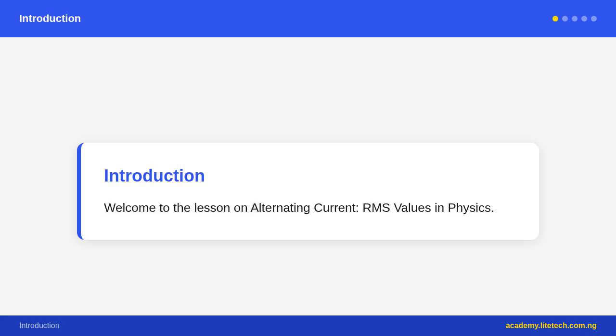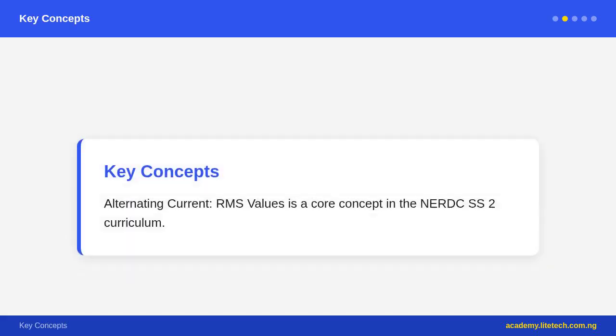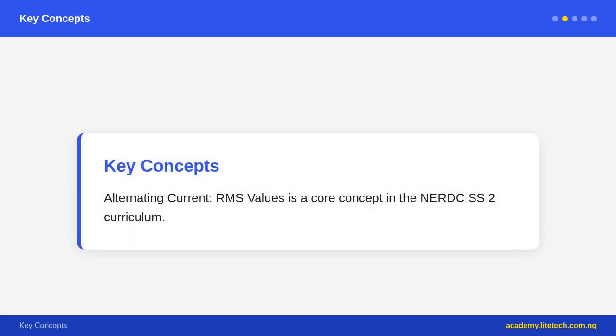The waveform is a sine wave. It oscillates symmetrically between plus V0 maximum and minus V0 minimum. The average value of a full sinusoidal cycle is 0, because the positive and negative halves cancel. This means we cannot use the average of AC to compare it with DC. A zero average would imply no effect, yet AC in a heater clearly produces heat. We need a different measure of the effective AC value.